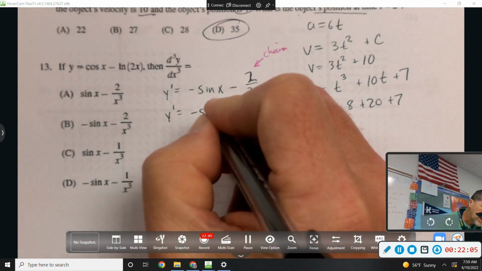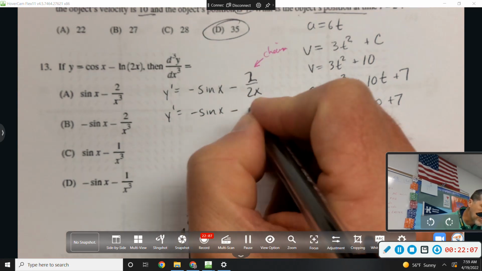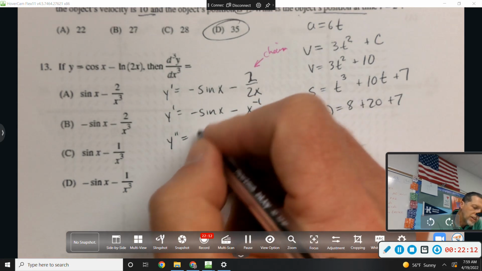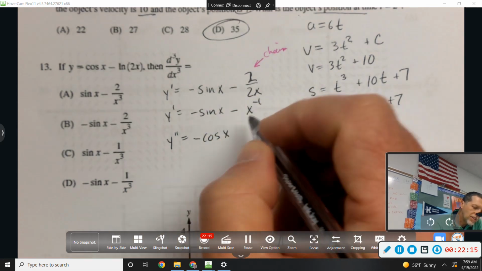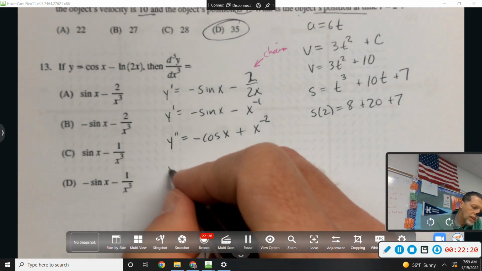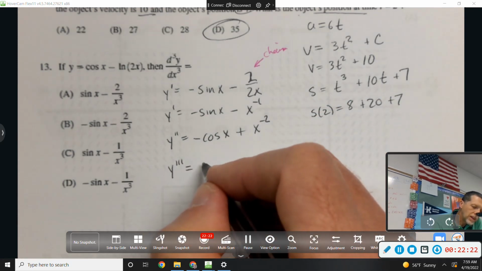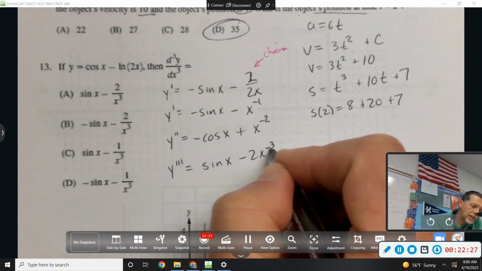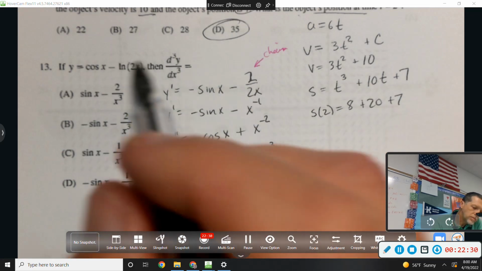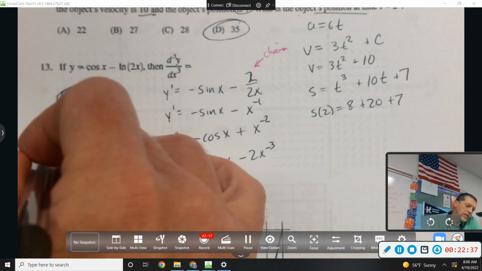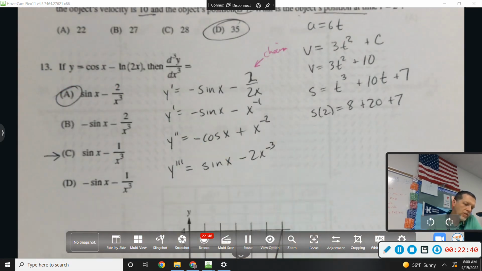Negative sine x minus, I'm just going to write this as x to the negative 1. Second derivative, negative cosine x plus x to the negative 2. And then third derivative would be sine x minus 2x to the negative 3. So that would be A. A lot of you put C, so somehow you lost that 2 in there.